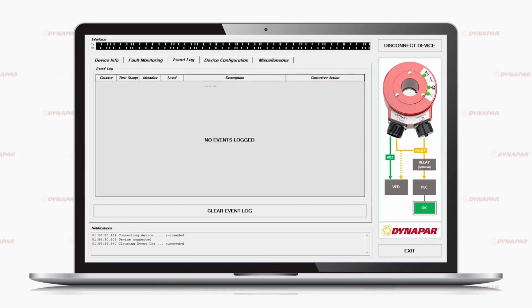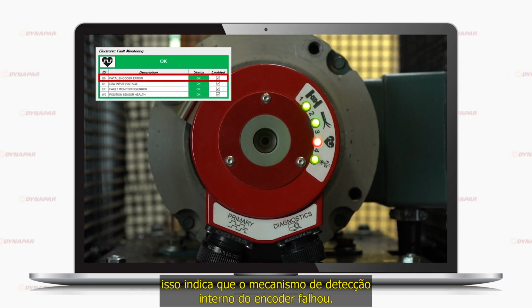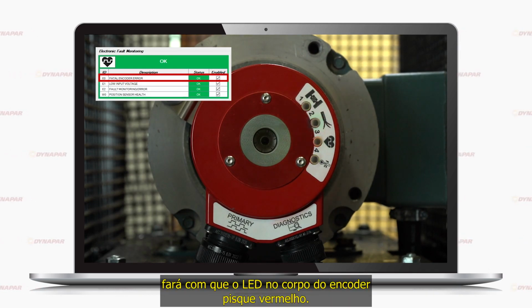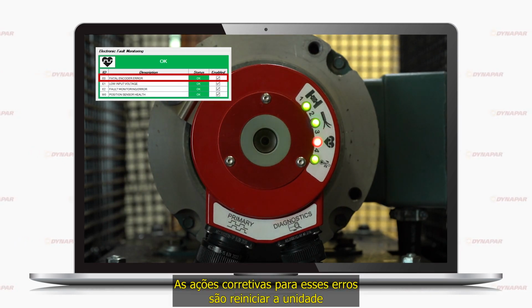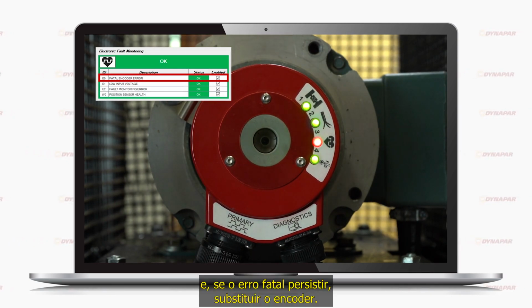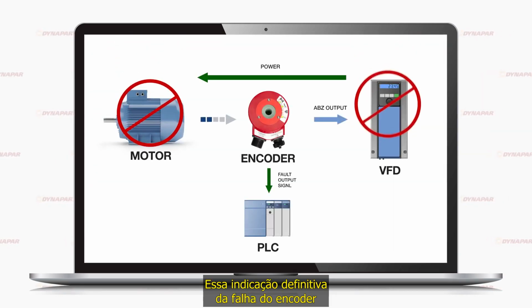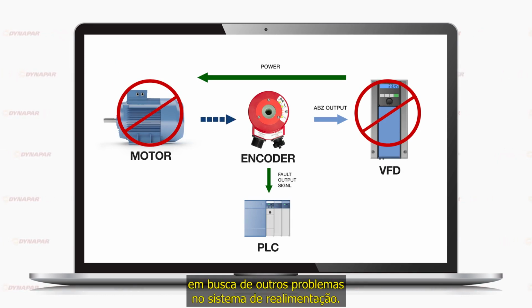When a fatal encoder error is triggered, this indicates that the internal sensing engine of the encoder has failed. When tripped, the fatal encoder error will cause the LED on the housing of the encoder to pulse red. The corrective action for this error is to power cycle the unit, and if the fatal encoder error persists, to replace the encoder. This definitive indication of encoder failure negates the need for the user to look at the drive or motor for other problems in the feedback system.